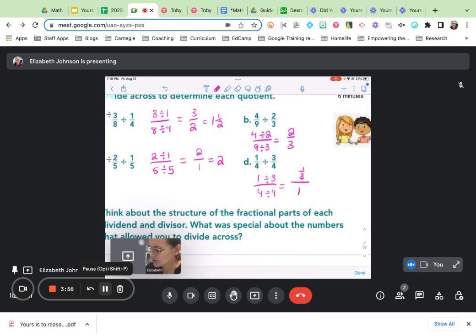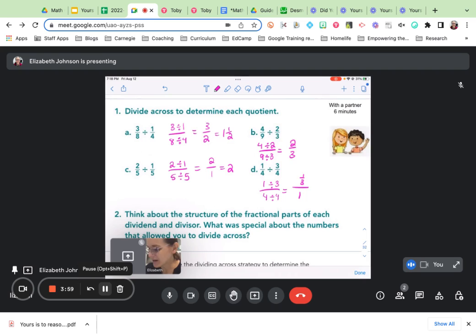So what was special about A, B, and C that made it a very easy strategy just to divide across? Well, we were able to divide across without getting any remainders. That's what made A, B, and C so easy. That didn't work here with D because 1 divided by 3 is 1/3. D is definitely not wrong. It still works. The answer to this, 1/3 over 1, is just 1/3, and we can leave it like that. It's just something to keep in mind. This strategy mostly works when we have numbers that play nice together.